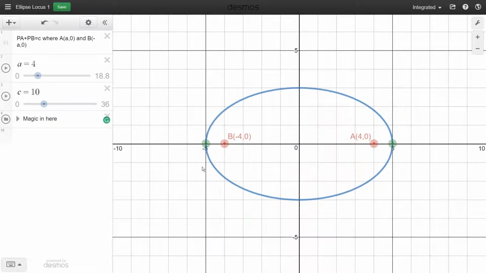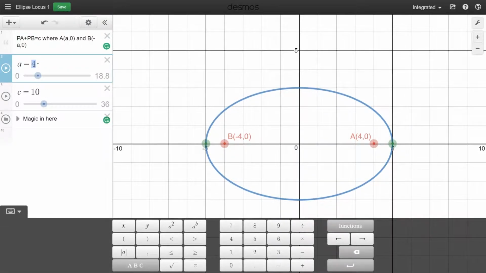Hello, today we're going to be looking at the ellipse locus. Here we can see we have an oval shape. In mathematics we call this an ellipse. And you can see this little condition that I wrote up here. The distance from P to A plus the distance from P to B is equal to a constant, where A is this number here and B is the negative of that number, and it's on the x-axis constantly.